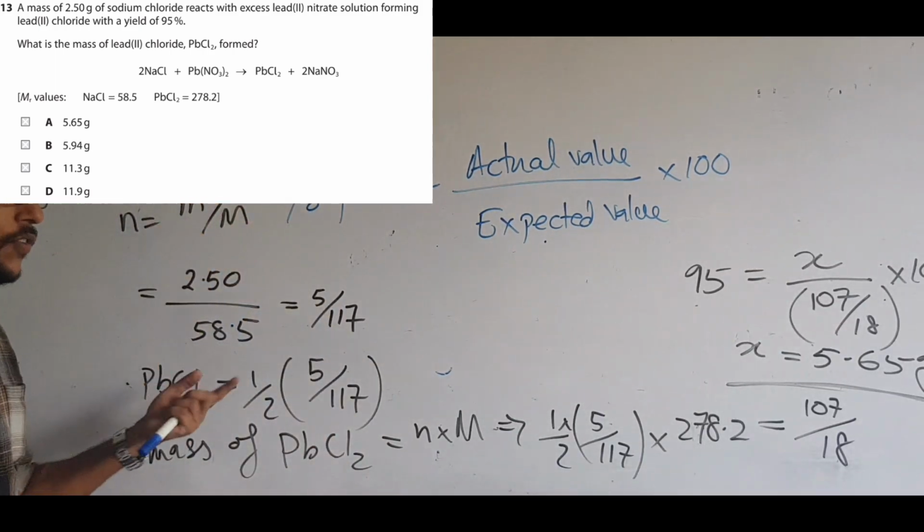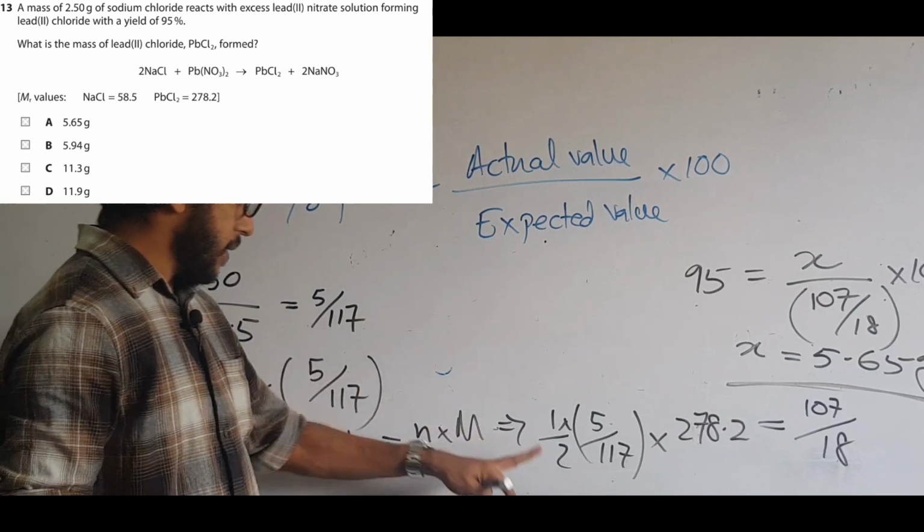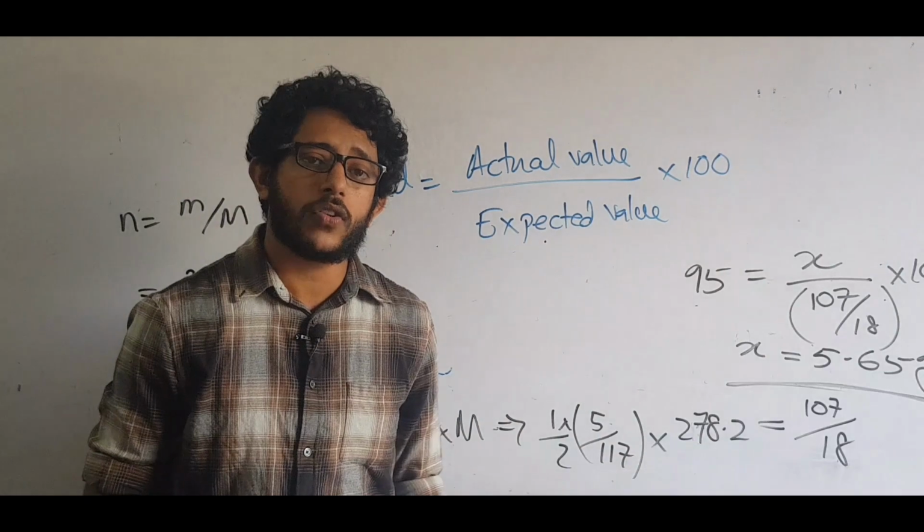Using the given data, you have to find the amount, then using that amount, you have to convert it into the required moles using the molar ratio, then you have to convert it again to the required quantity.